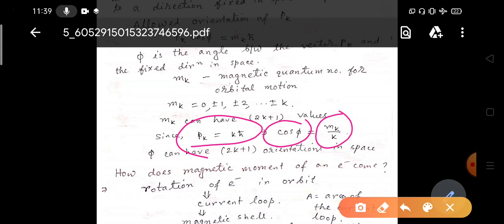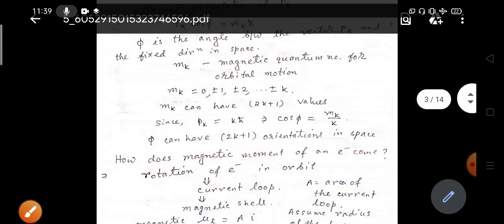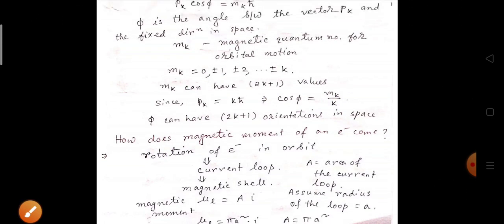So the phi, that is the angle between the fixed direction and the direction of pk, that is the orbital angular momentum, is also confined. The space, the projection is also confined, the angle is also confined. So that's why this is called space quantization, and we are confining it through a new quantum number, that is mk, or you can write it as ml. This is the orbital angular momentum quantum number.